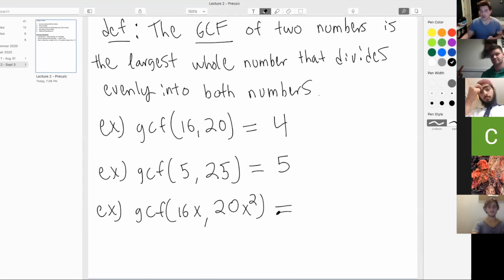So what's the largest thing that will go into both of these? That will just be 4x. Okay, because 4x times 4 is 16x, and 4x multiplied by 5x is 20x squared.